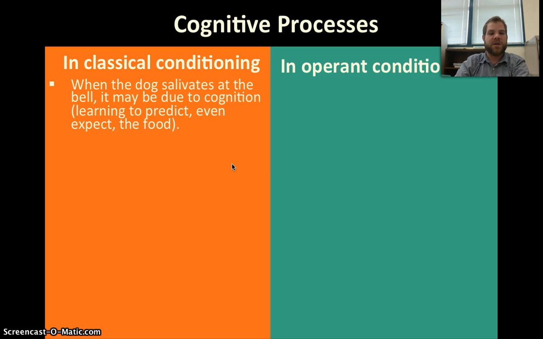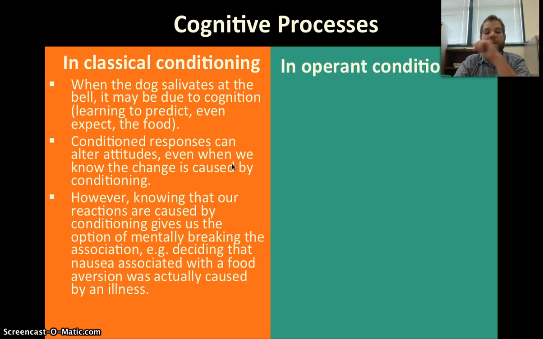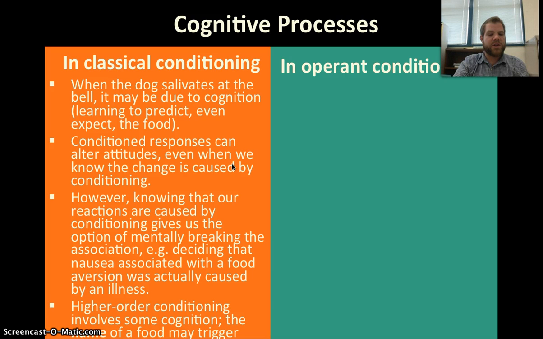So in classical conditioning, when the dog salivates at the bell, it may be due to cognition, learning to predict or even expect the food. Conditioned responses can alter attitudes even when we know the change is caused by conditioning. However, knowing that our reactions are caused by conditioning gives us the option of mentally breaking the association. For example, deciding that nausea associated with a food aversion was actually caused by an illness. So our thoughts can kind of override these automatic unconscious conditioning. So higher order conditioning involves some cognition, and the name of a food may trigger a response.